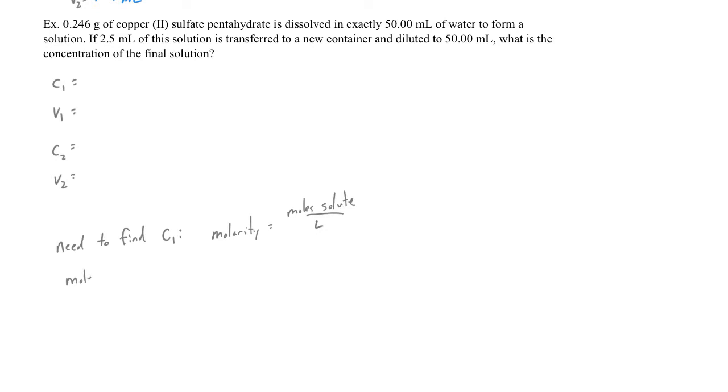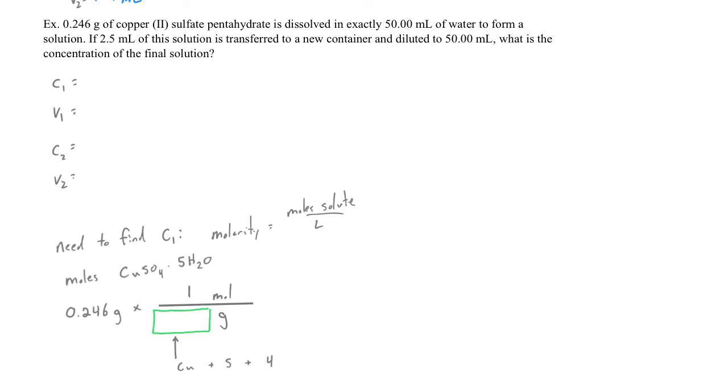Molarity is moles of solute in liters of solution. So first we need to find the moles of the solute. To do that, of course, we need the mass and the molar mass. So we have the mass here. It's 0.246 grams of copper 2 sulfate pentahydrate. Now for every mole, how many grams is that? And how would we know that? Well, that's right. We have to actually calculate the molar mass here for copper 2 sulfate pentahydrate.